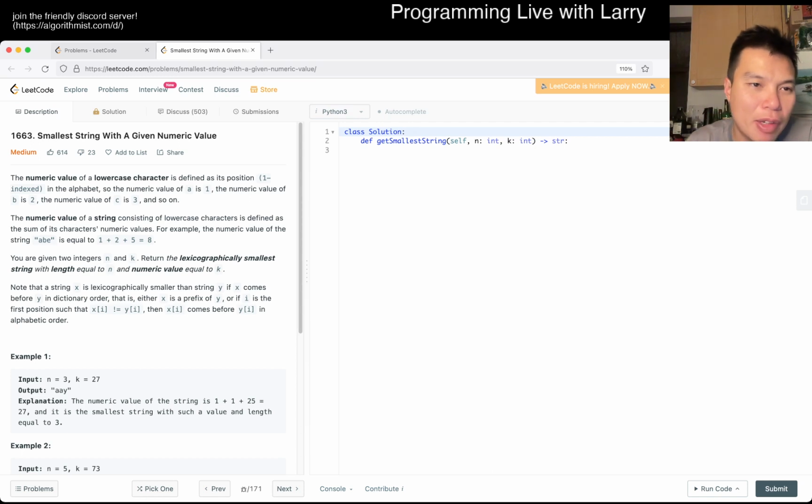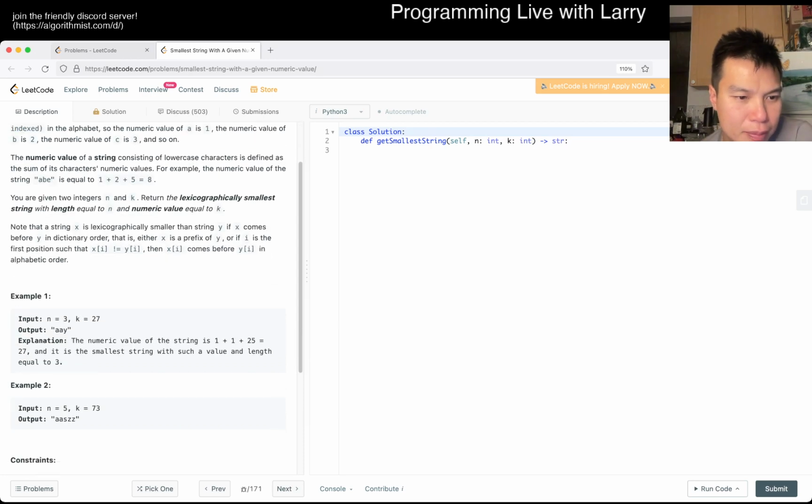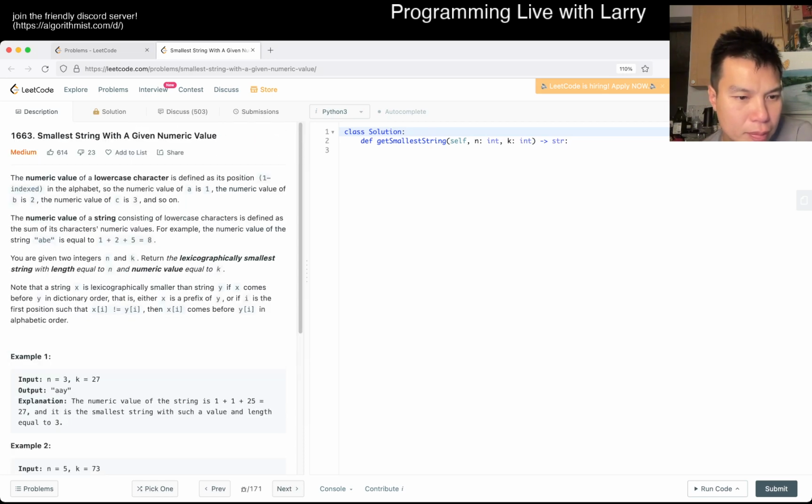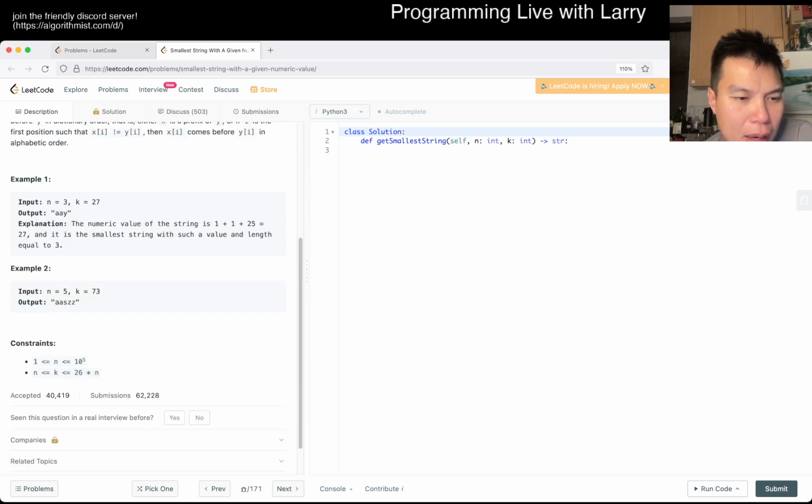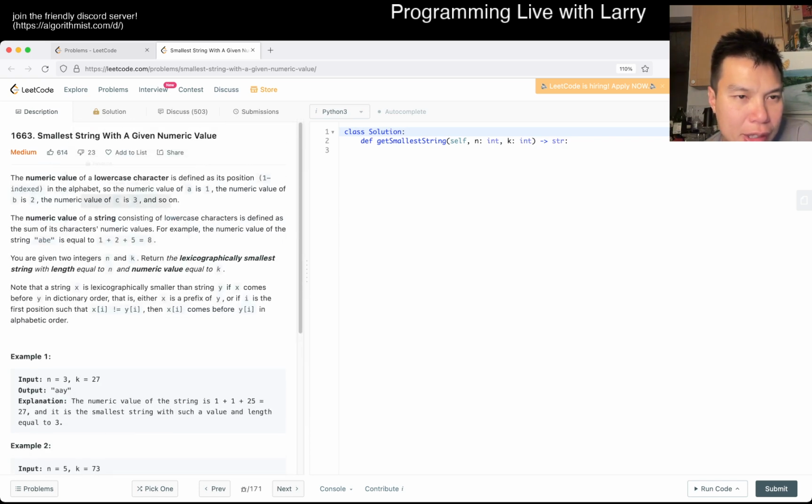Today's problem is smallest string with a given numeric value. The numeric value of a lowercase character is defined by its position. Oh, okay. So this is the one where, wow, this is only a medium. I guess it is only a medium. I think back in the day this was a little bit trickier. But yeah, the smallest string given a numeric value.